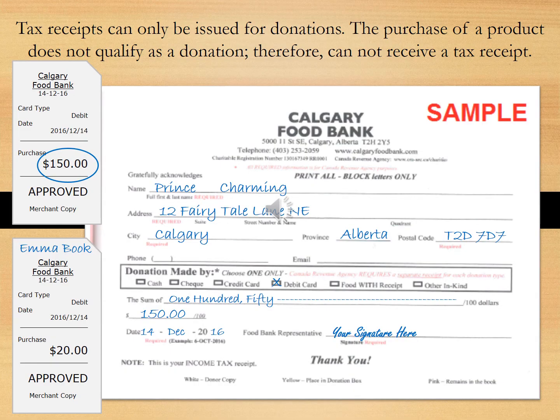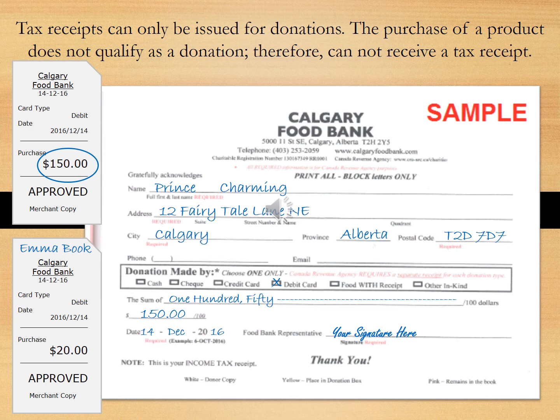A tax receipt can only be issued for a donation. According to the Canada Revenue Agency, a donation, also known as a gift, is a voluntary transfer of property without valuable consideration to the donor. In this example, the transaction of $150 qualifies as a donation, and Prince Charming can receive a tax receipt.